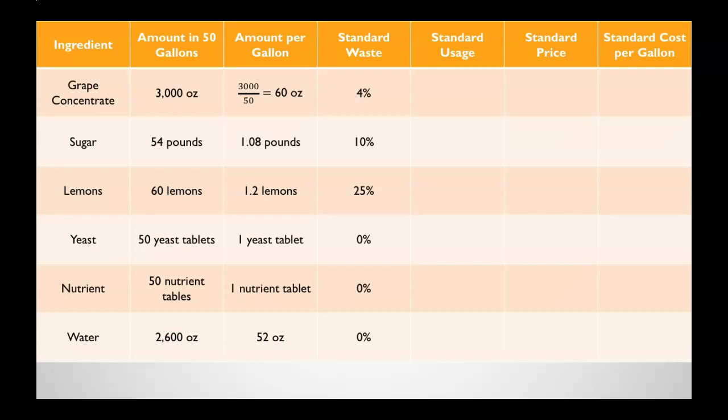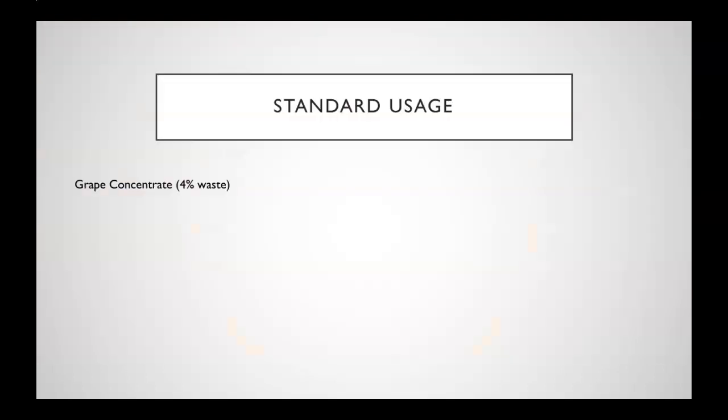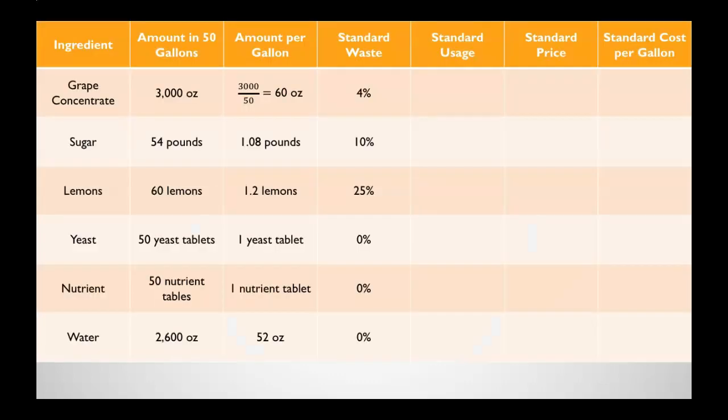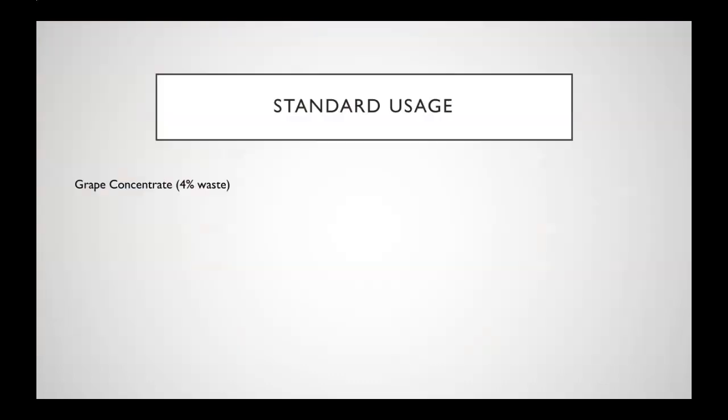Standard usage is next. For standard usage, we need to calculate this number. So let's first work on the grape concentrate standard usage. We're told that there's 4% waste. So here's how we're going to set it up. We're going to go 0.96, which we get by taking 1 minus 4%, or 0.04. So 0.96x equals 60. And 60 was our amount per gallon. So now we just solve for x. We go 60 divided by 0.96, and we find out that we need 62.5 ounces of grape concentrate.